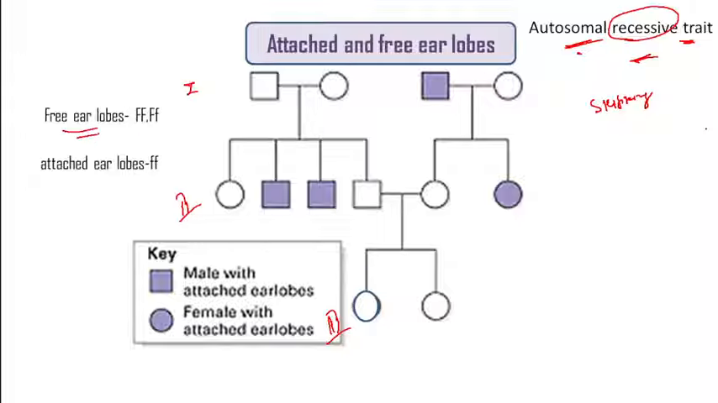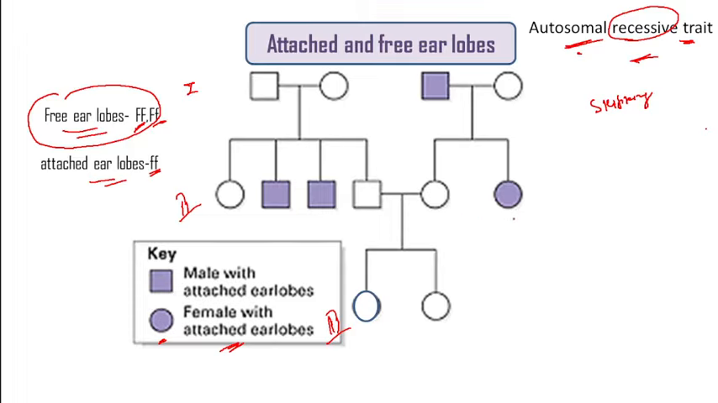Okay, so free earlobes are the dominant characteristic, denoted by capital F, capital F and capital F small f, heterozygous and homozygous dominant. And attached earlobe is the recessive condition, which is shown by small f, small f. The individuals with attached earlobes are shown to you with the help of shaded squares and shaded circles.